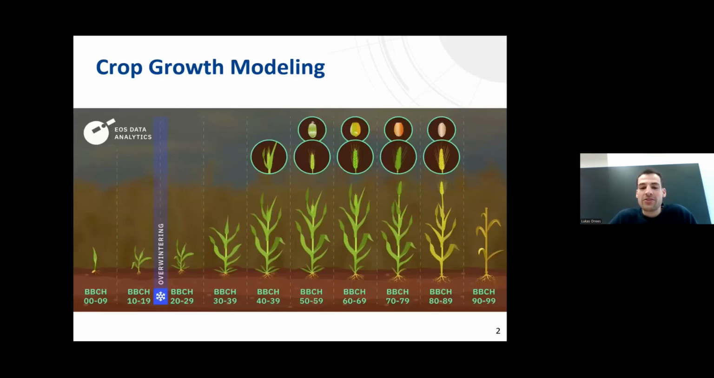So the goal of crop growth modeling is to model the development of agricultural plants over time. And what you can see here is the growth development of wheat from germination to senescence. And in crop growth modeling, we now might be interested in, based on an initial state, how the crop might look like in a week or in more than a month.